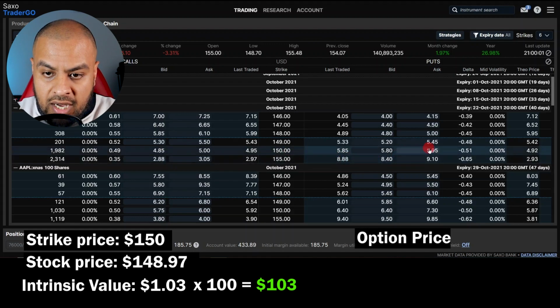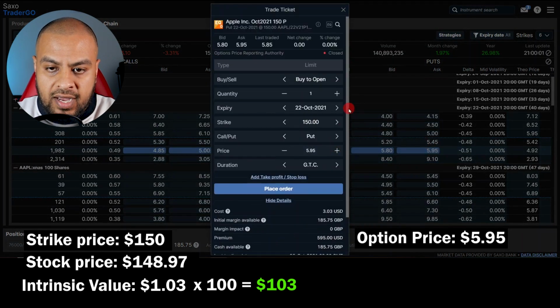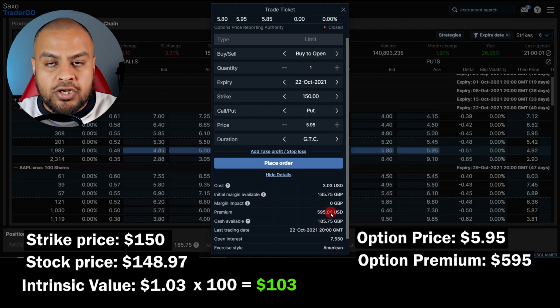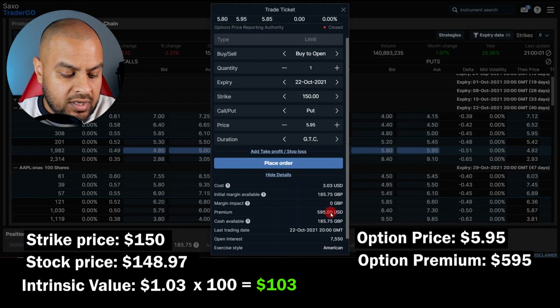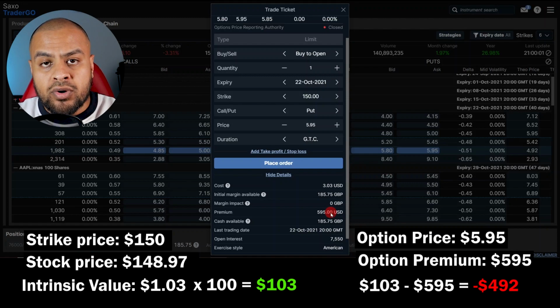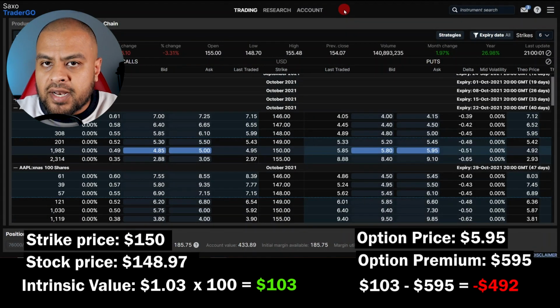And as you can see, the ask price of this option is 5.95. Now we have to times that by 100. That gives us a premium of $595. So intrinsic value of $103 and a premium of $595. So that would give us a loss of minus $492. Now you might be thinking, well, you're just losing money. However, there is more to options. We're going to get onto that.